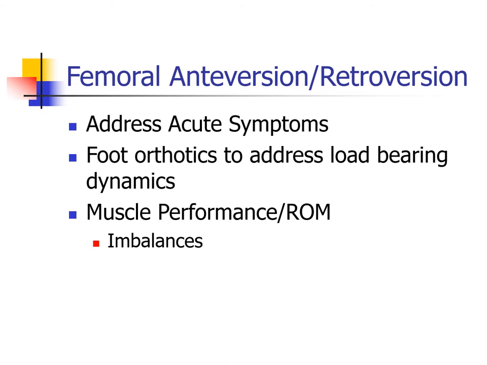We know we're going to have variances with respect to mobility. If it's an antiverted hip, we're going to see a great deal of internal rotation. And we need to make sure that that internal rotation is controlled during gait and functional activity. So strengthening and neuromuscular education are going to be key.